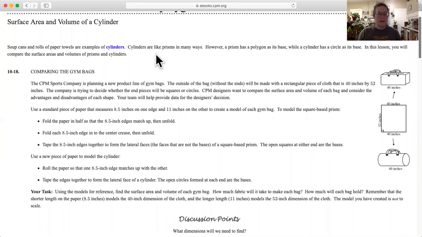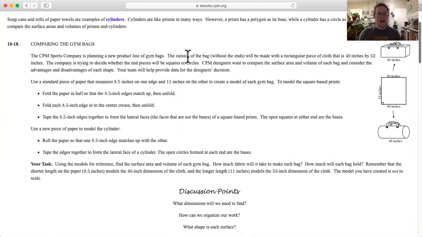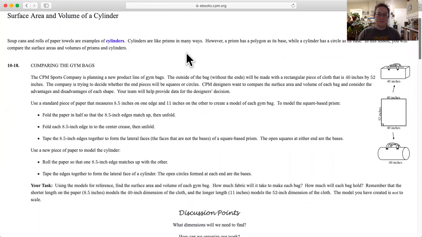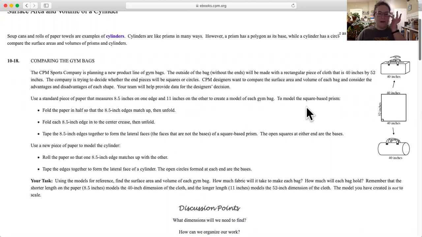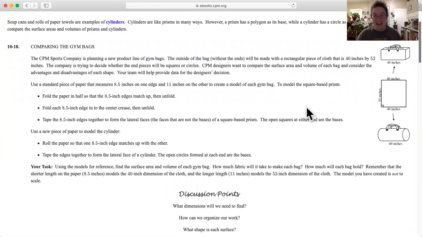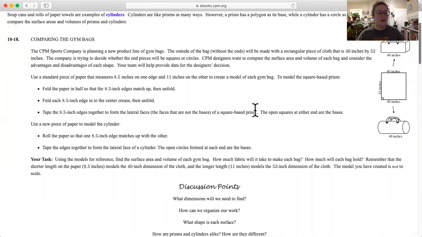Okay, so the first problem, 10-18, is comparing gym bags. You're comparing a new product line of gym bags. The outside of the bag without the ends will be made with a rectangular piece of cloth that is 40 inches by 52 inches. The company is trying to decide whether the end pieces will be squares or circles. CPM designers want to compare the surface area and volume of each bag and consider the advantages and disadvantages of each shape. Your team will help provide data for the designer's decision.